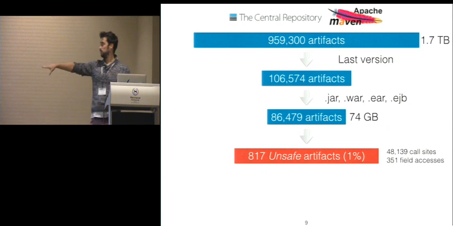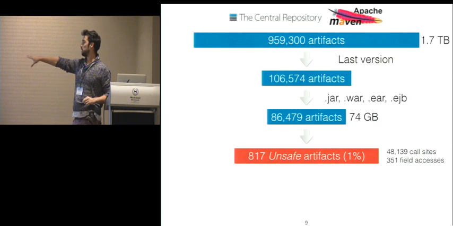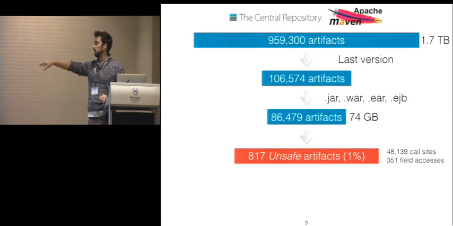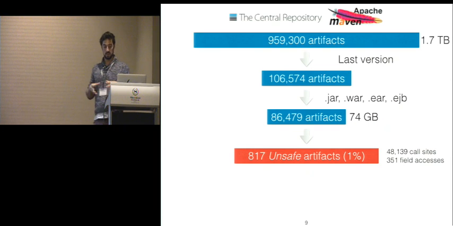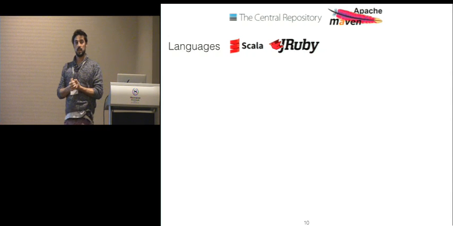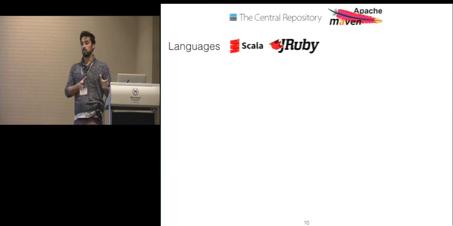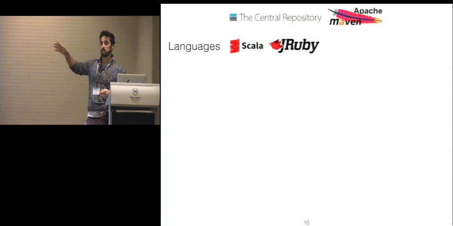And then for this, we found that there are like 48,000 call sites and 300 field accesses. This is the thing that we found. But we want to know who is using Unsafe. And we start to see, okay, we have some languages like Scala and Ruby. That's fine, because if you trust the JDK developers as a language, you also trust the developers of Scala and JRuby.